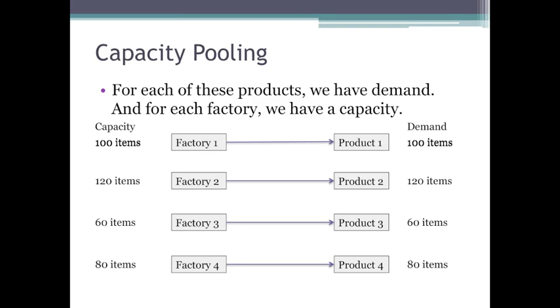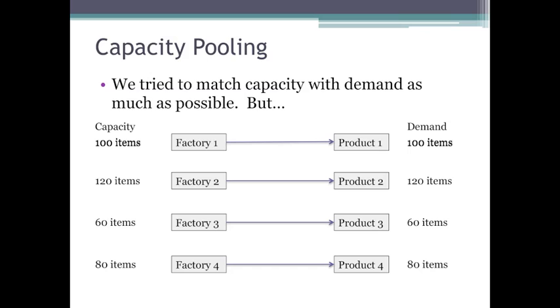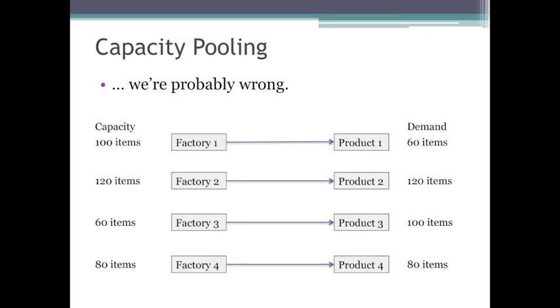Now, we do our best to try to determine what demand is going to be. And we also do our best to try to create capacity, to develop capacity that matches that demand. So for each factory, we have a capacity, and hopefully that capacity is as close to that demand as possible. Now, again, we try to match capacity with demand as much as possible. Hopefully we're there. Hopefully we're right. But chances are we're probably wrong.